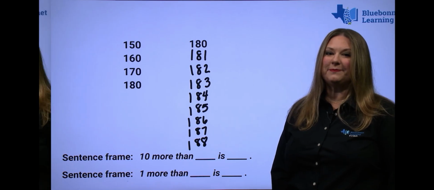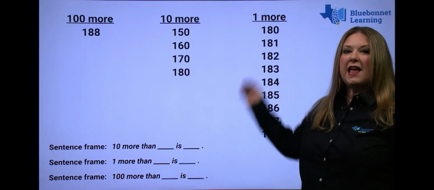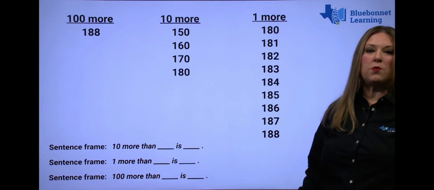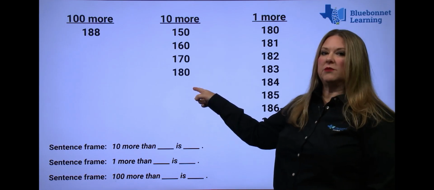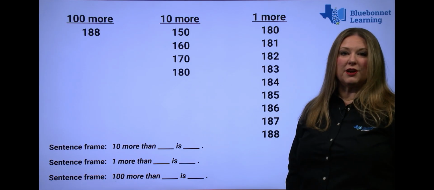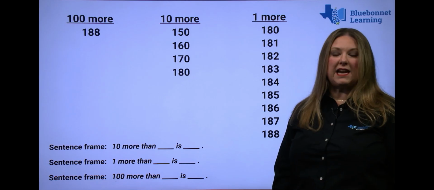Nice job. Here are the two lists that we've made. In this list, we are adding one more. So we could say one more or one less than a number. In this column, we were doing 10 more. Turn and talk to your partner. What's the same and what's different in our list of one more and our list of 10 more?